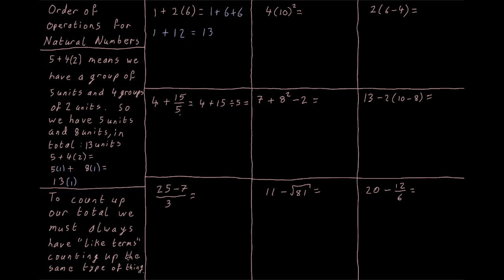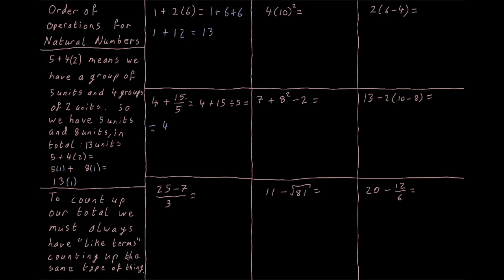So I can't compare these two together because this is counting in units, 4 ones, and this is counting in fifths. So I'm not comparing like with like. I'd need to know how many units this part was before I could then count up my total number of units. So I have 4 units.